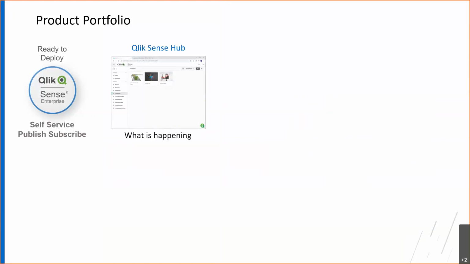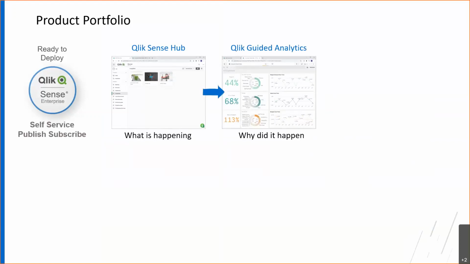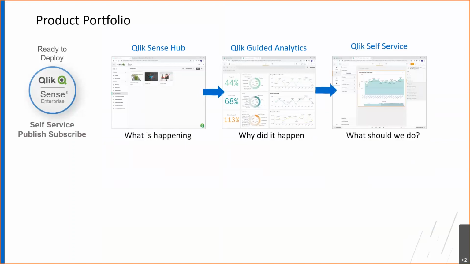This is where we might start off in our Qlik Hub, where we can have a look at the range of applications we've already got in there, and start to understand what is happening within our organization. We can then dive into an app and use some of the Qlik guided analytics to understand why this happened and analyze the problem a little bit more. We can then take a step further into some more self-service analytics and try to understand, okay, what should we do about this?